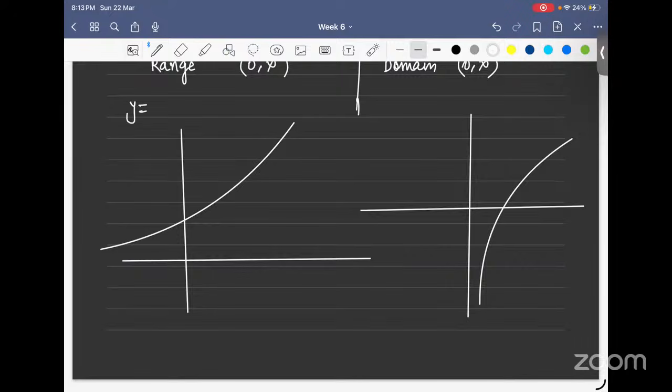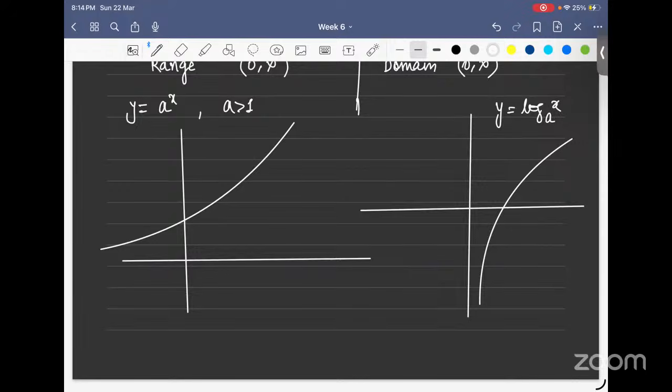This is y equals e to the power x, and this is y equals logarithm of x base a. Now, I told you already that a is greater than 1, because for a from 0 to 1, I'll go through that plot also. But first I'll go through the exponential function where a is greater than 1.